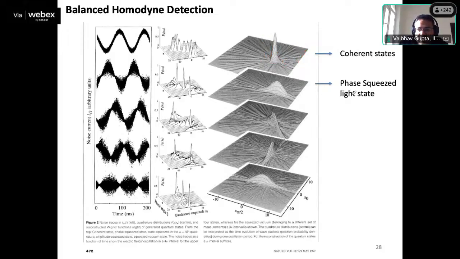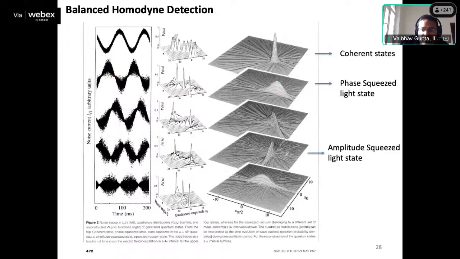The second is the phase squeezed light. So if you see here, it will be very difficult for me to tell what is the amplitude, but it is very easy to tell what is the phase because this phase noise is very low. So that is phase squeezed light. Now you see in the phase quadrature, there is very little fluctuation here. But in the amplitude quadrature, the fluctuation is quite high.